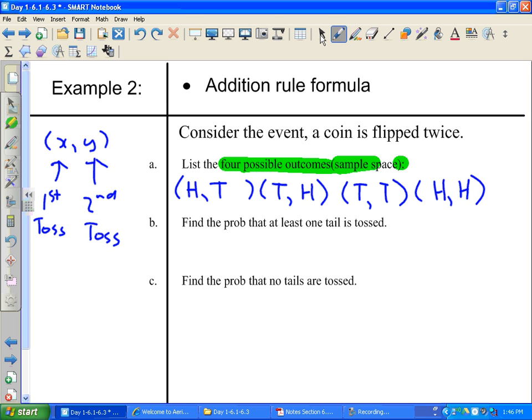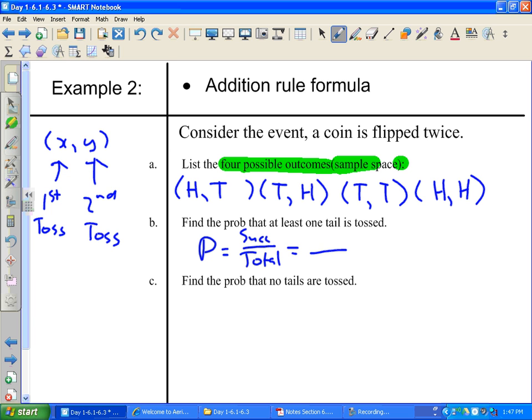Yep, well, at least 1. If 2 tails are tossed, does that count as at least 1? So really, we want to look at, and I'm going to keep coming back to probability. Probability is really, I'll call success over total. And success can be defined many different ways. In this case, success is being defined as at least 1 tail. Okay? So we need to go look.